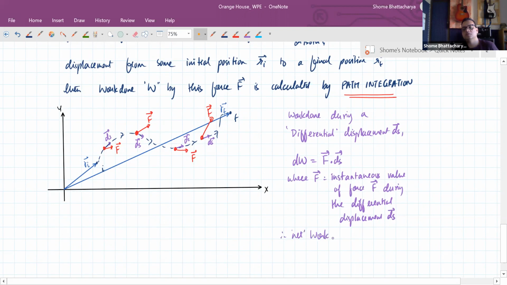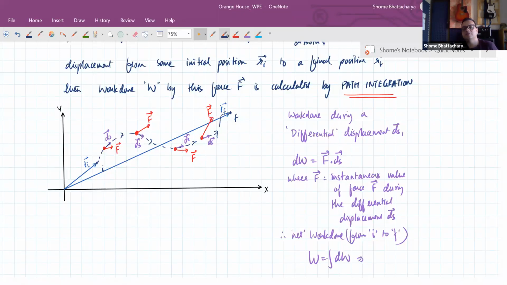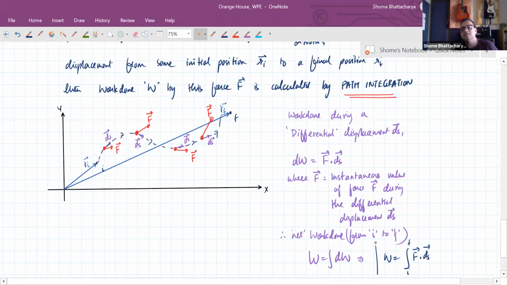Okay. So once we calculate this, the next thing, the total net work done from initial position to the final position, that becomes integration of this. So from that we have the definition that work done becomes integration of F dot ds from whatever initial position to whatever final position.